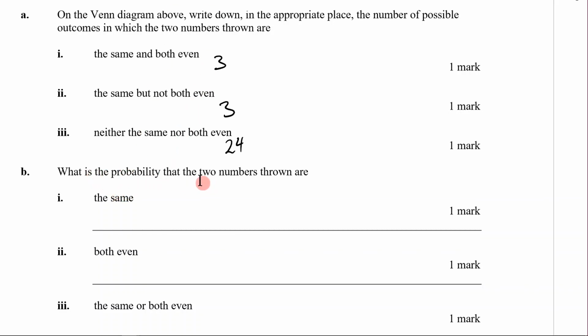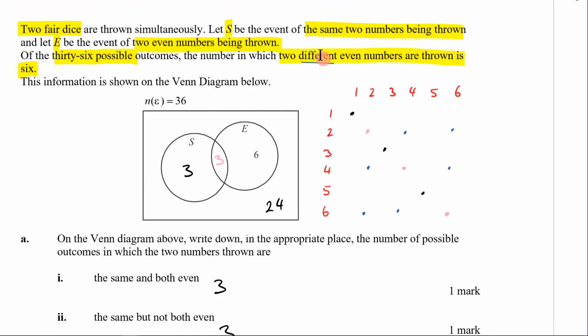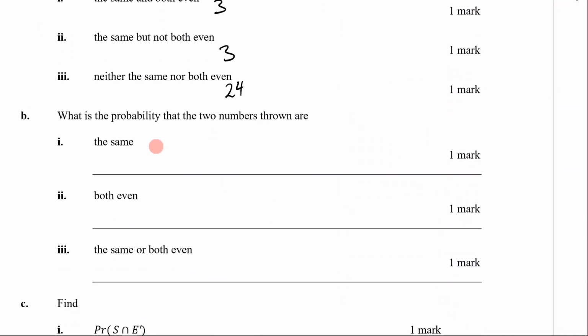What is the probability that the two numbers thrown are the same? Well, if the two are the same, remember S stood for the same two numbers being thrown. So it's going to be 3 plus 3, and it's all over 36. So it's going to be 6 on 36. Now, when you're doing these things, you always want to simplify. So that's going to be 1 on 6. Let's keep on going.